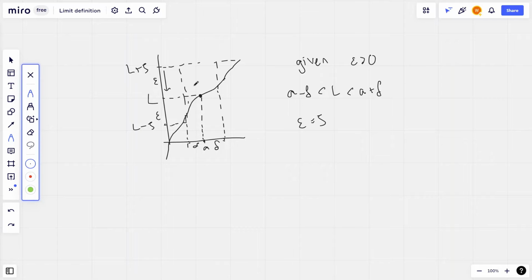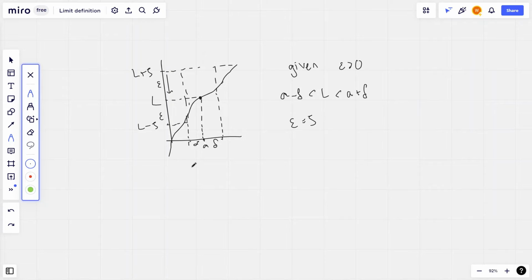More or less, I'm saying that given a value away from the limit, we can always find a value away from the input such that this distance epsilon away from the limit is within our delta, or rather... Yes. So this kind of leads to our definition of our limit.